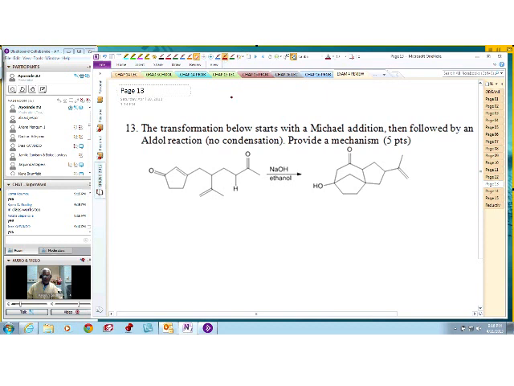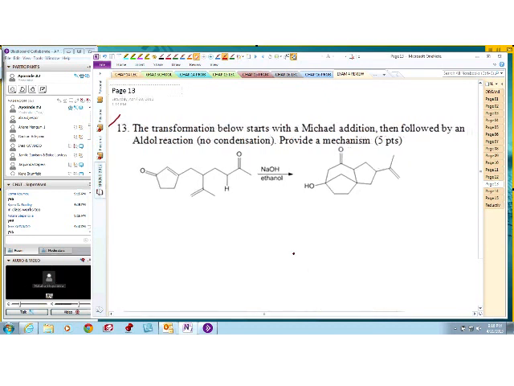Now, you have to bear with me on this. What they want us to do here, let us see. Natalia, go ahead and read this for us. The transformation below starts with a Michael addition, then followed by an aldol reaction. No condensation. Provide a mechanism. Thank you. When they say aldol reaction, no condensation, in other words, the aldol reaction stops when the aldol is formed. You know that there is no loss of water.